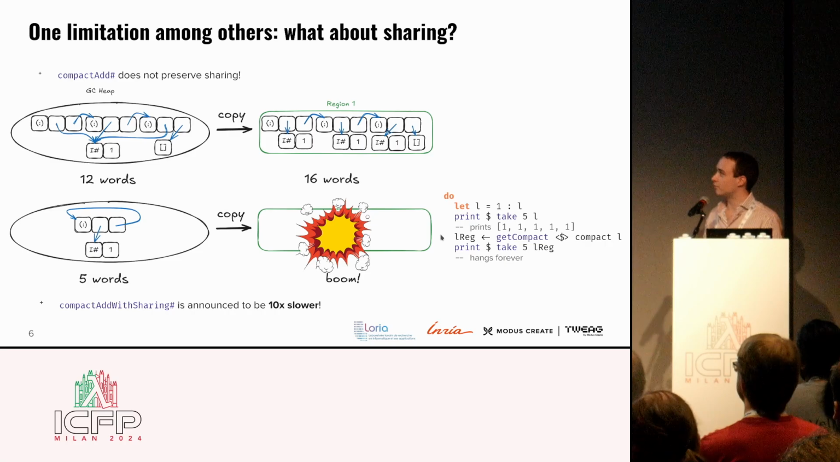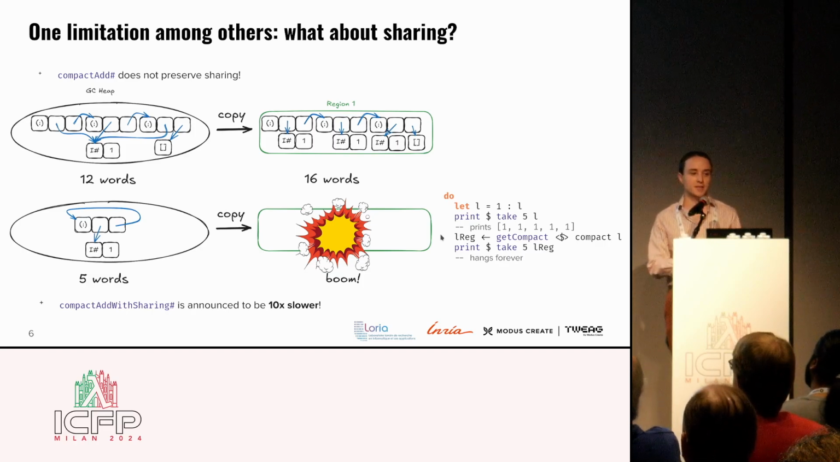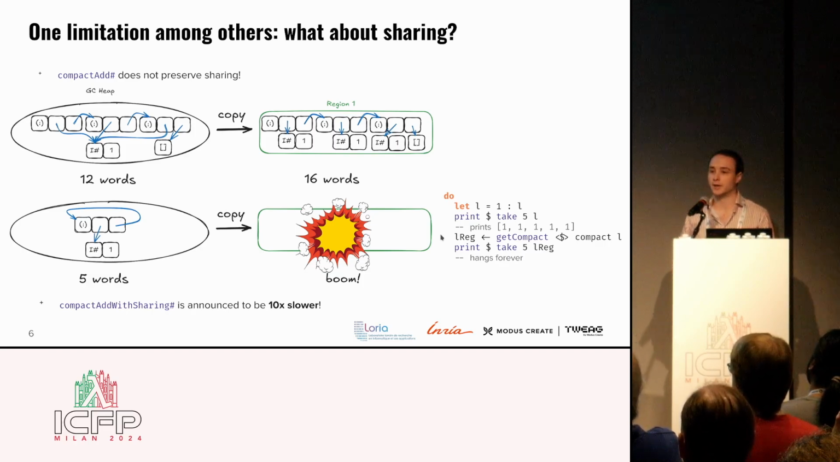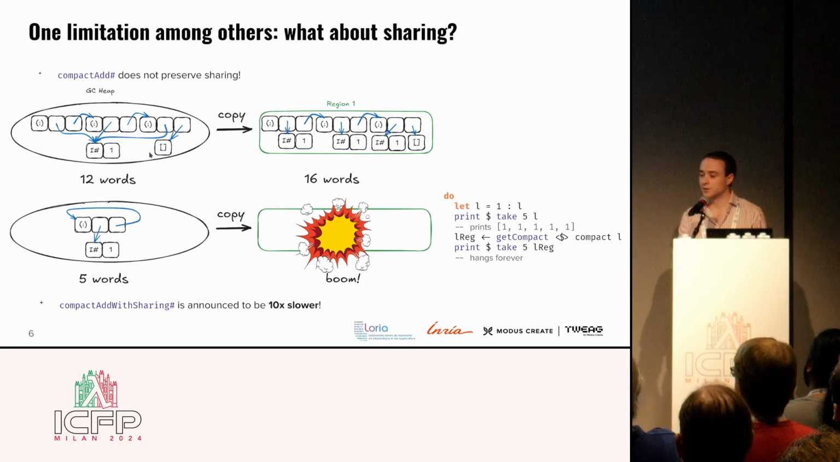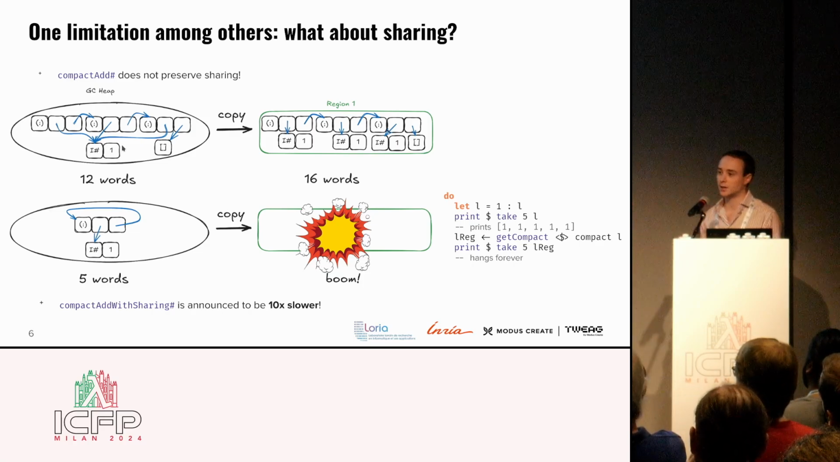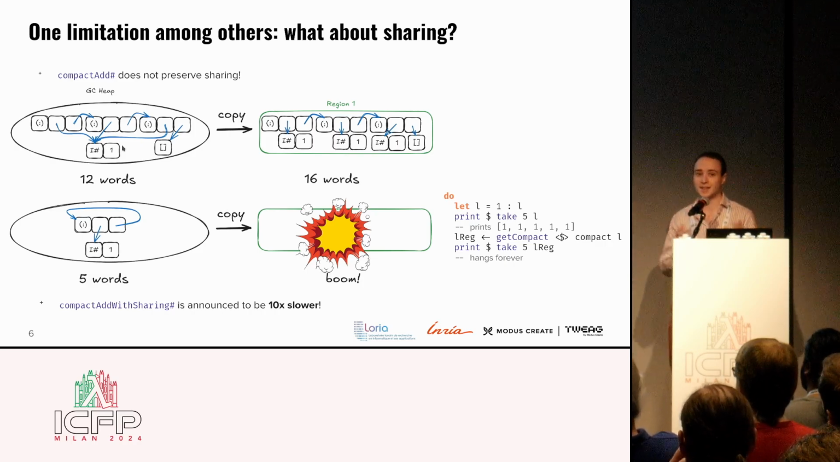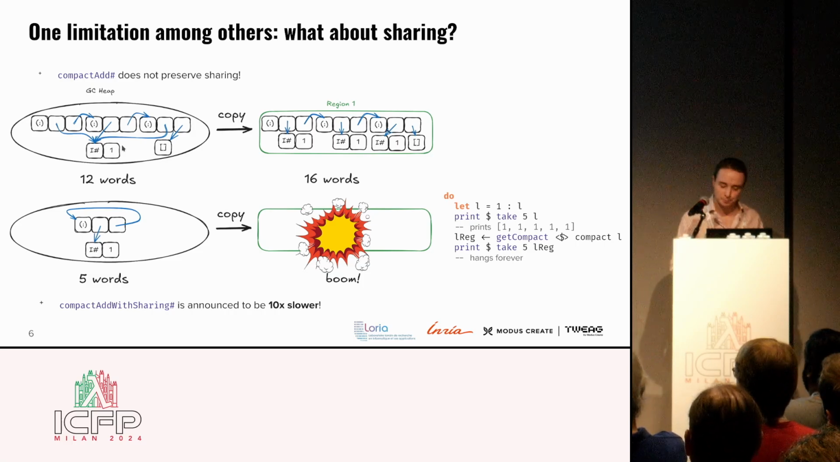And that's actually fairly limiting to have just one copy function. One example is with sharing. Compact add by default does not preserve sharing. So if you have a list in the GC heap that uses the same element several times and that element is shared, when you call copy on it, it will just be duplicated. So more memory space will be wasted. And it's even worse, of course, if you have cycles, because compact add will just hang forever and eat memory. So there is an alternative, compact add with sharing, another primitive, but it's 10 times slower, so not really satisfying.